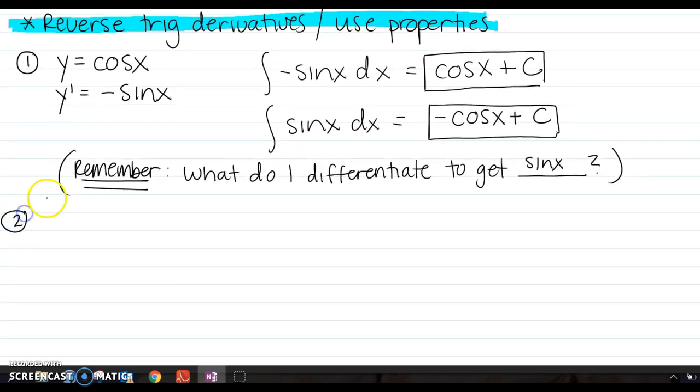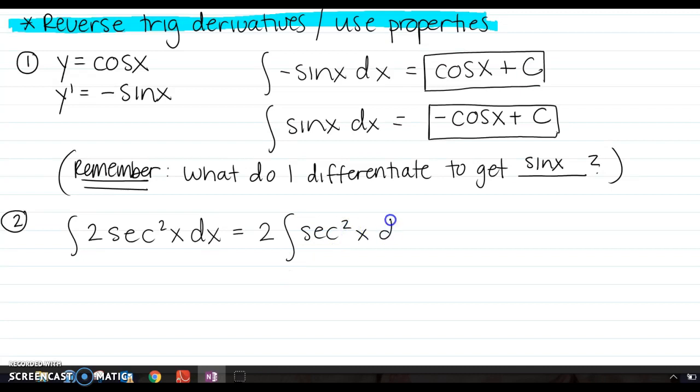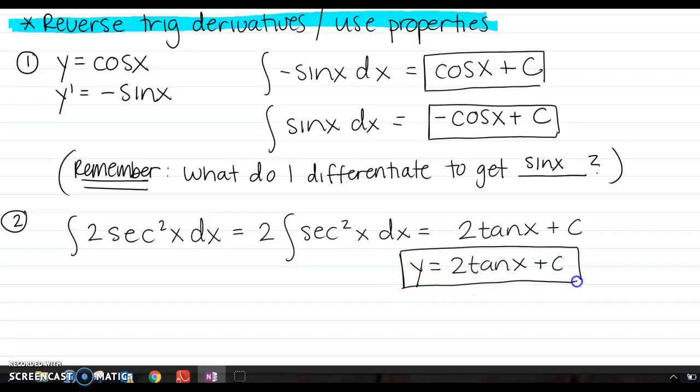Another example, the integral of 2 secant squared of x dx. Technically, and it doesn't matter if you write this step out or not, we can pull out that 2, and it's 2 times the integral of secant squared x dx, which is 2 tan x plus c. Or if you prefer, y equals 2 tan x plus c, since technically we're integrating a function. And if this isn't second nature yet, that's okay. Again, just remember what the derivative of what equals secant squared? Tangent.